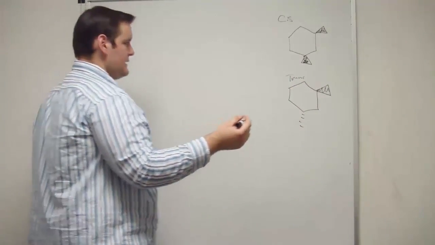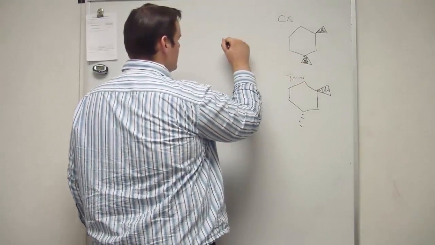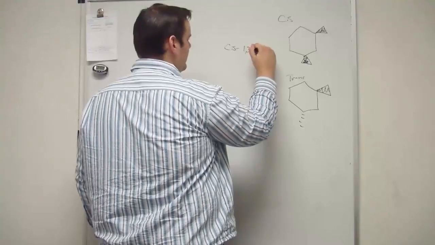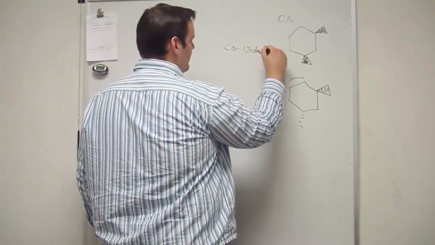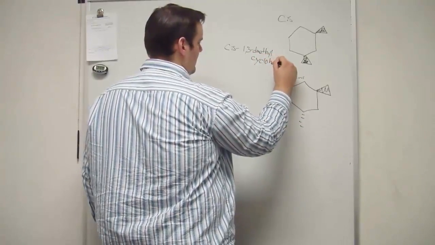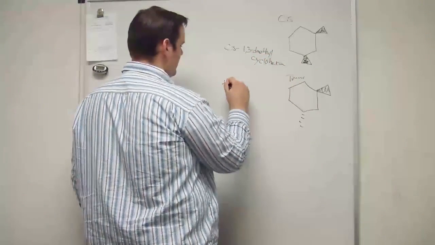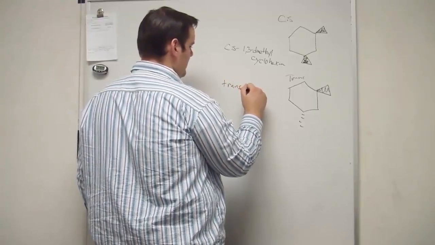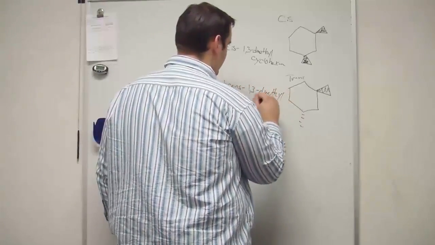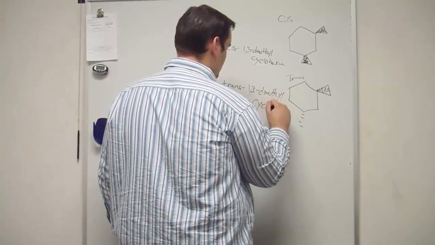So if I were to name this, I would probably call this a cis 1,3 dimethyl cyclohexane. Whereas this one would be a trans 1,3 dimethyl cyclohexane.